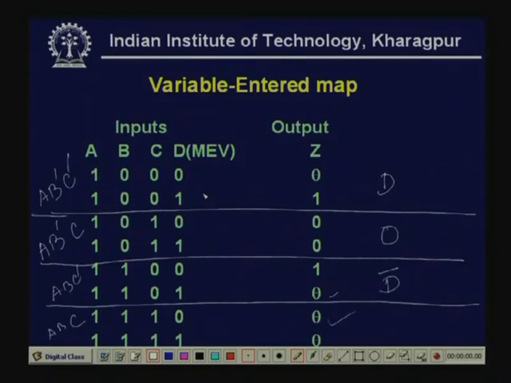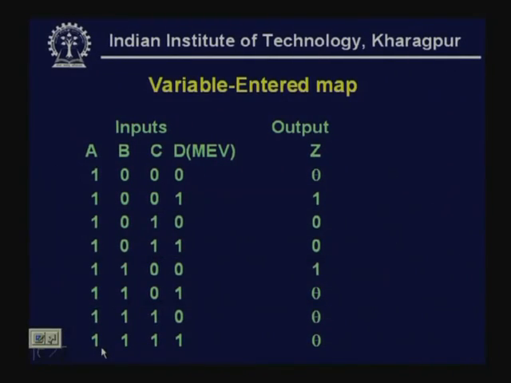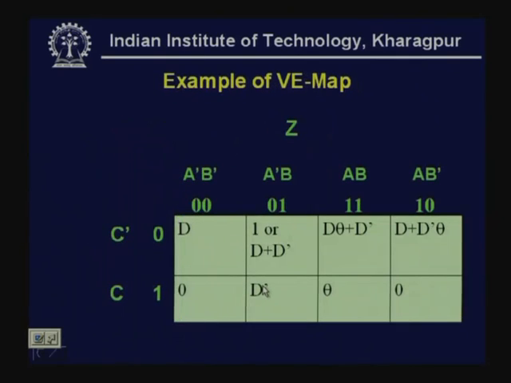What we can tell is that the variable entered in the map is, for each combination of its reduced variables, how the output depends on its map entered variable, which we are summarizing or putting in the map. Just now what we have discussed, this is the summary.